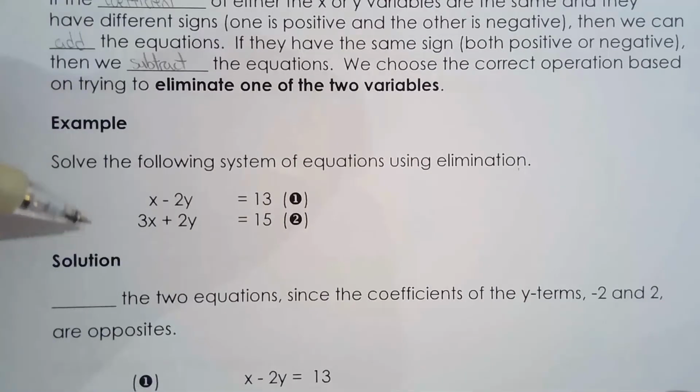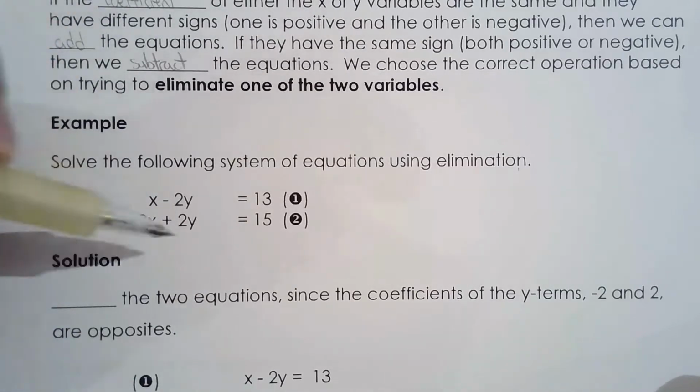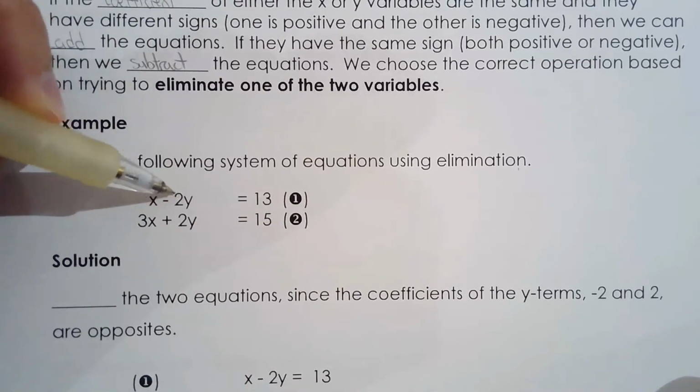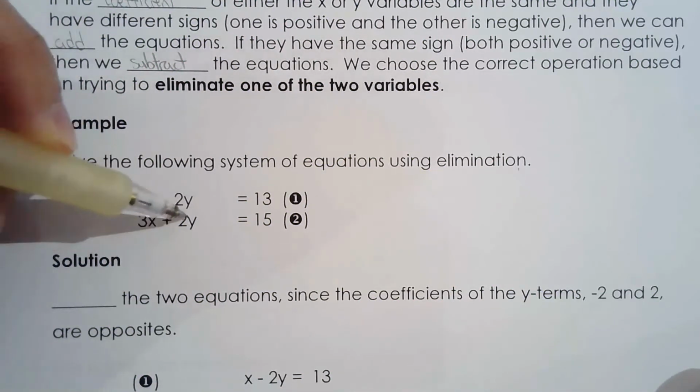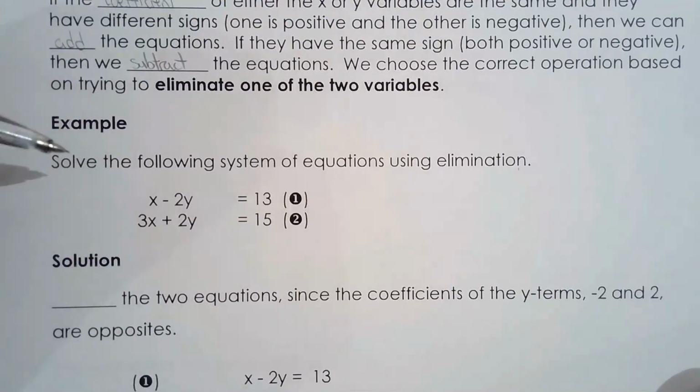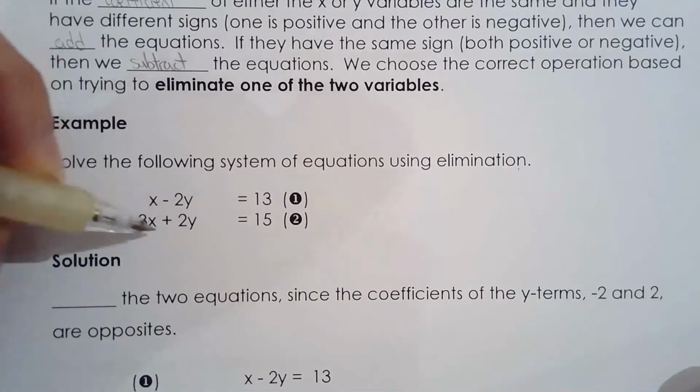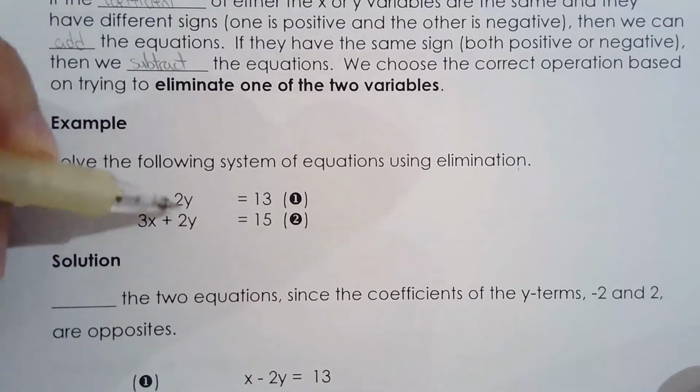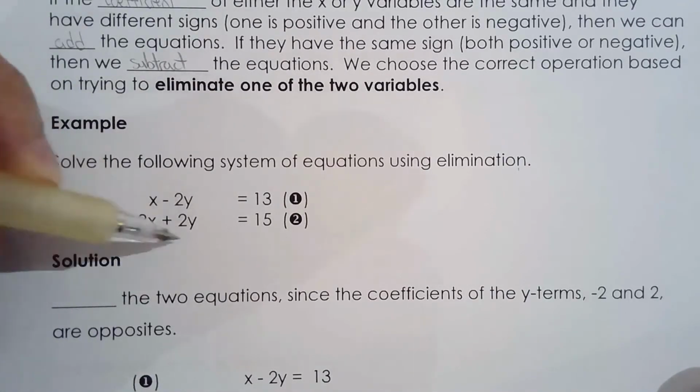Okay, so you have two equations here. x minus 2y equals 13. And you have 3x plus 2y equals 15. This system is actually designed very nicely for us because we can eliminate y. Now how do I know we can eliminate y? Because look, the coefficient for this y term is negative 2, and the coefficient for this y term is positive 2. You see how they're both a magnitude of 2, but one of them is negative and the other one is positive. So you can eliminate the variable y here.